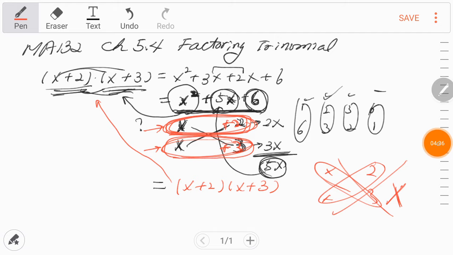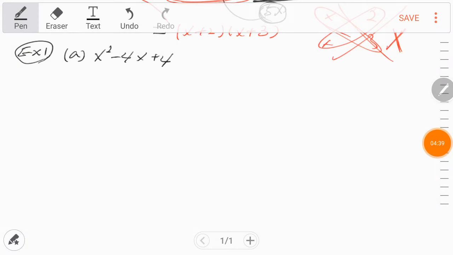Let's try more examples. Here is a trinomial. It is written correctly, in order by the degrees. Let's write a pair of two factors for the first term. x squared is always x times x, and 4 can be 1 times 4 or 2 times 2. Let's try 2 times 2. The pairs for 4 are 1 times 4, 4 times 1, or 2 times 2.